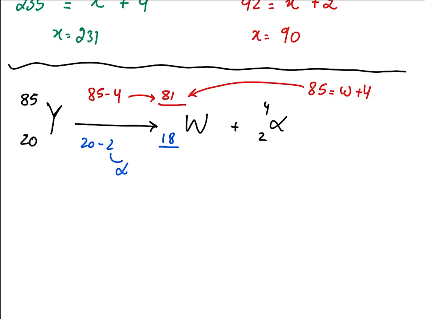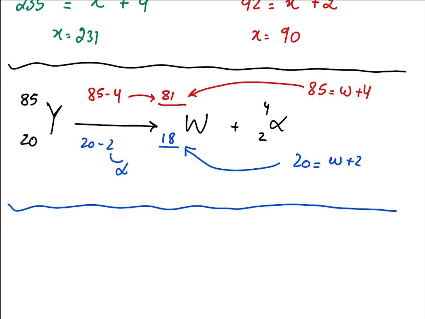But for the sake of understanding, let's make the equation again. So 20 equals to W plus 2. So this will give you W as 18. So this is how the alpha decay equation would work. This is how you calculate them.